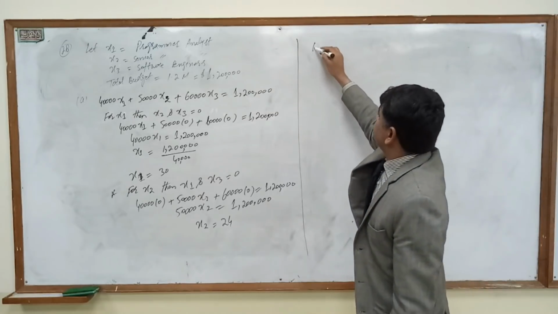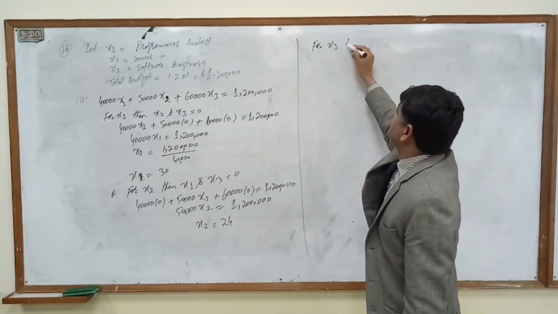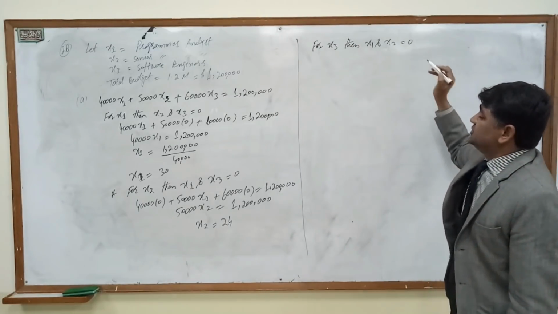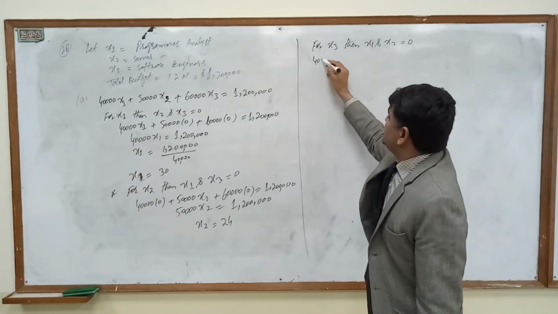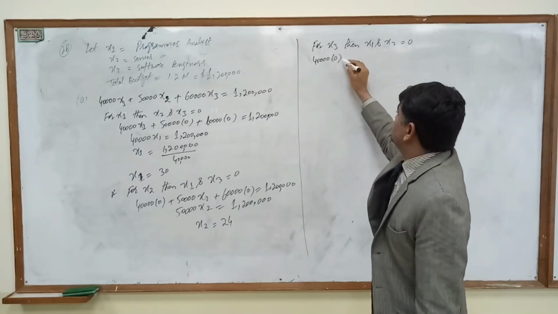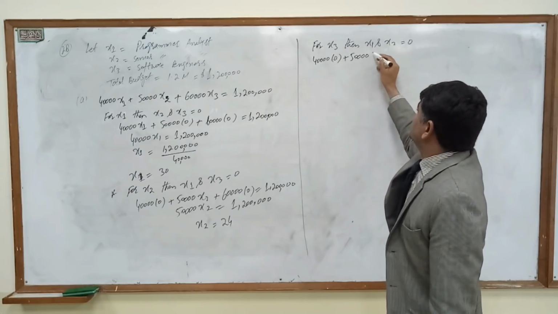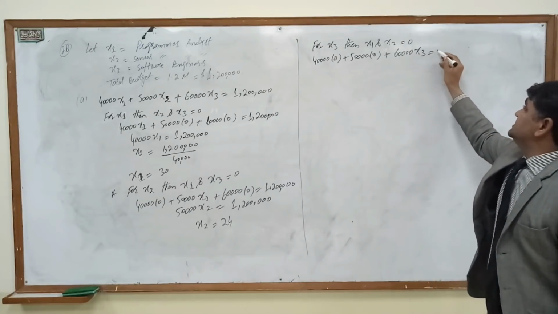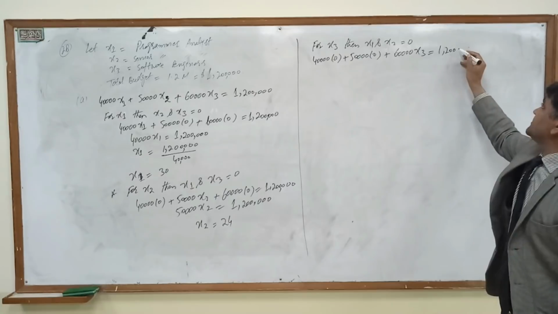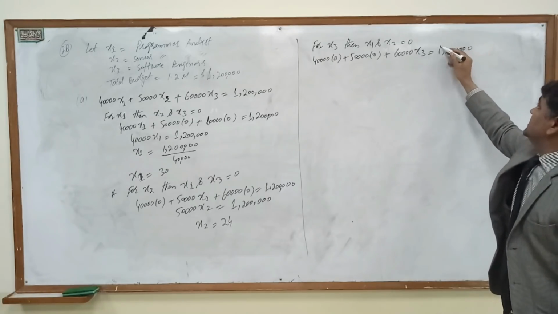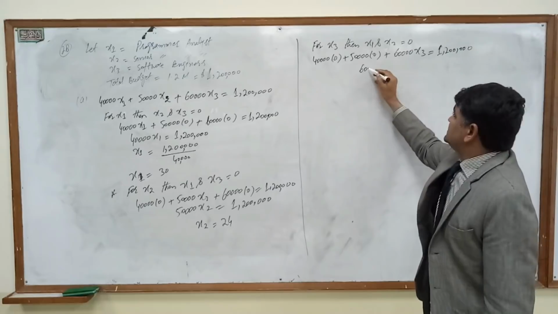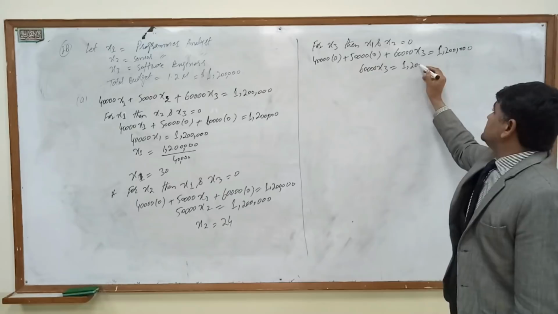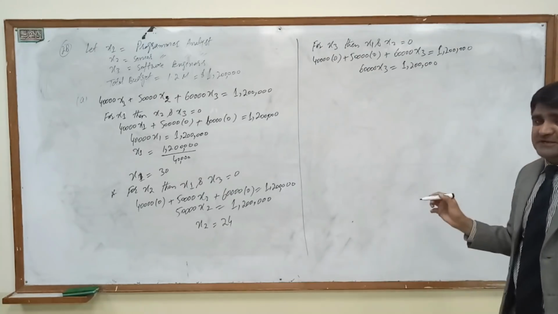So for x3, then x1 and x2 are equal to 0. So 40,000 into 0 plus 50,000 into 0 plus 60,000 into x3 is equal to 1.2 million. So 60,000 x3 is equal to 1.2 million. Clear, students? Yes.